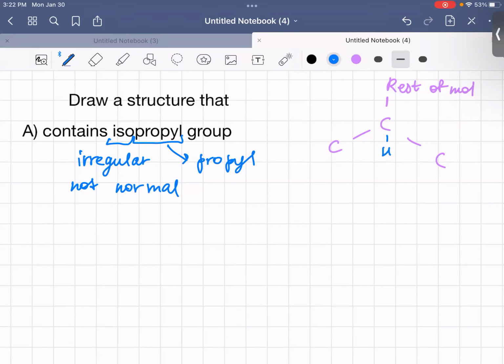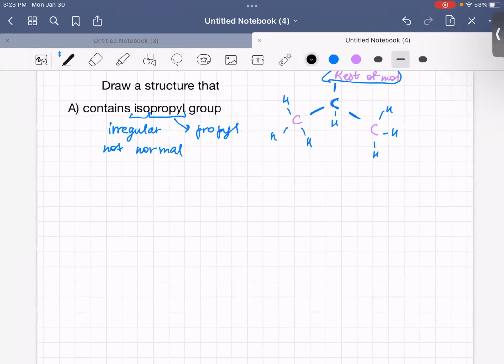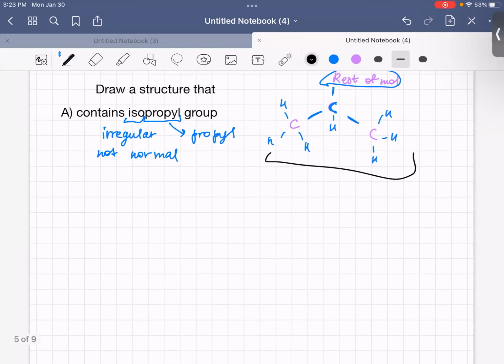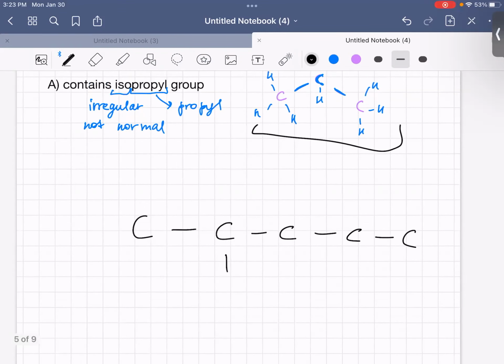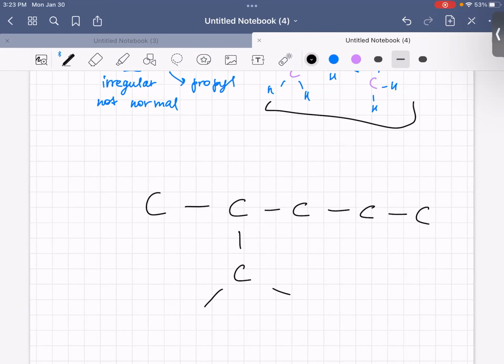It's attached to hydrogen. These also have hydrogens on them. But basically what makes it an irregular propyl is that it's attached to the rest of the molecule on its middle carbon. So draw a structure that contains this isopropyl. We can just draw whatever we want. 1, 2, 3, 4, 5, 6 carbons. It doesn't matter. And then we can just attach an isopropyl group here. And we can fill in the hydrogens.